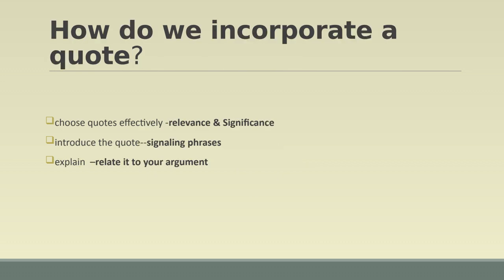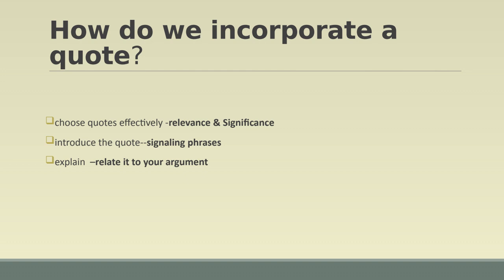How do we incorporate a quote? We choose the quote according to its effectiveness, relevance, and significance in our writing. So if you want to incorporate this quote, you have to evaluate the relevance and the significance of the quote to your claim, to your writing. How do we quote? We introduce the quote using signaling words. And then we explain by relating this to your argument, as we mentioned previously. So you need to be aware of this when incorporating quotation in your writing.